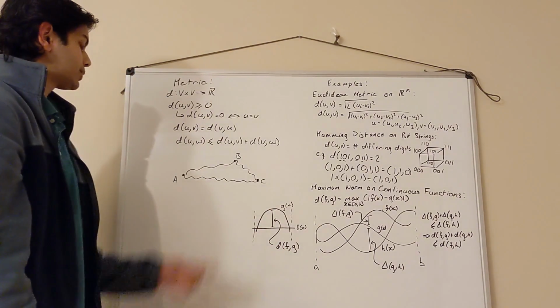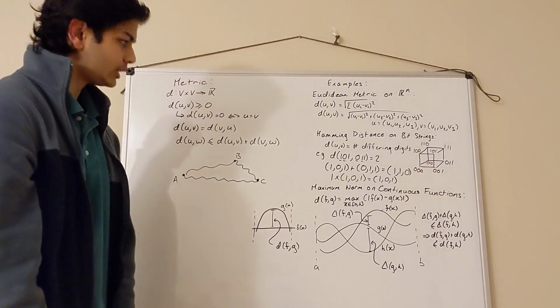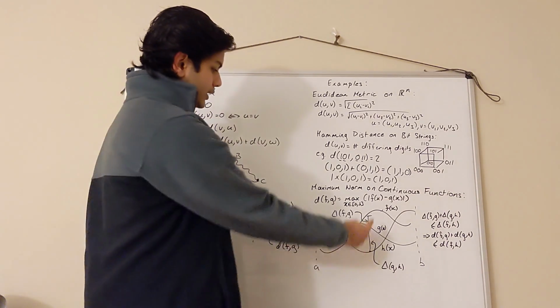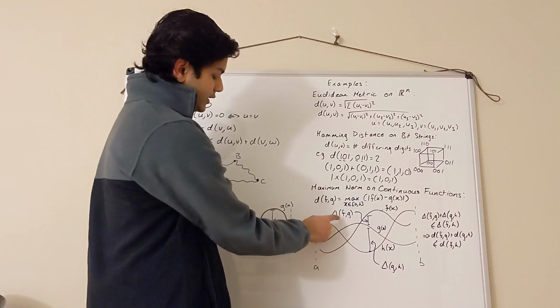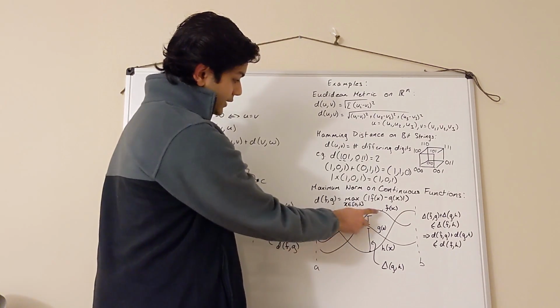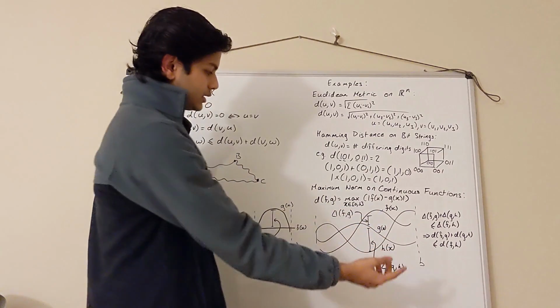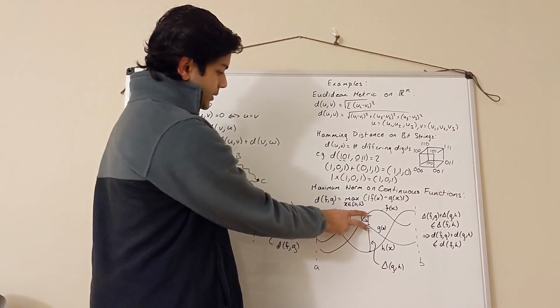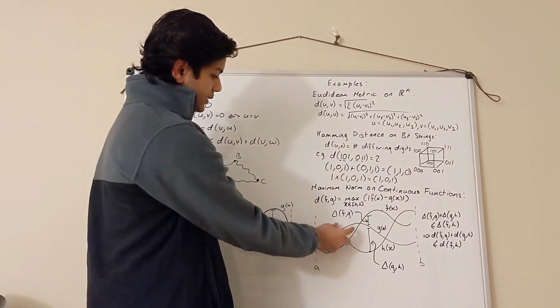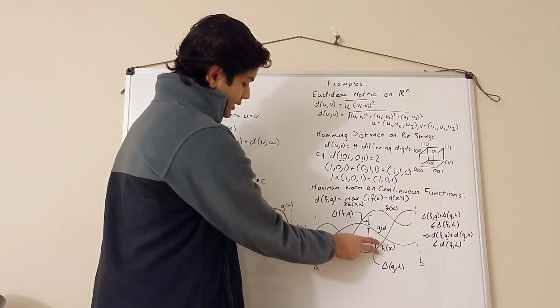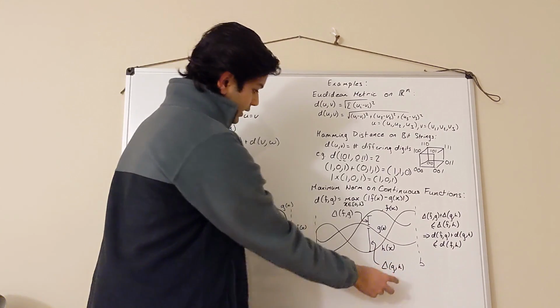So to sketch a proof of the triangle inequality, you can say, okay, take any point x. Here, f of x is the top one, g of x is the middle one, and h of x is the bottom one. So denote the distance between f of x and g of x as delta fg, and the distance between g of x and h of x at this point as delta gh.